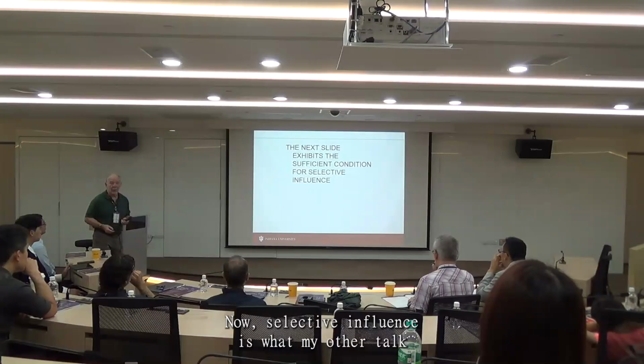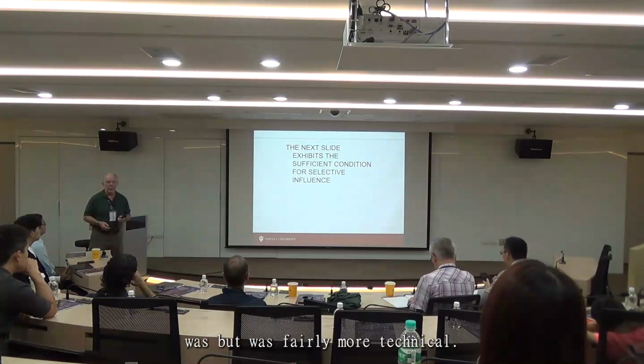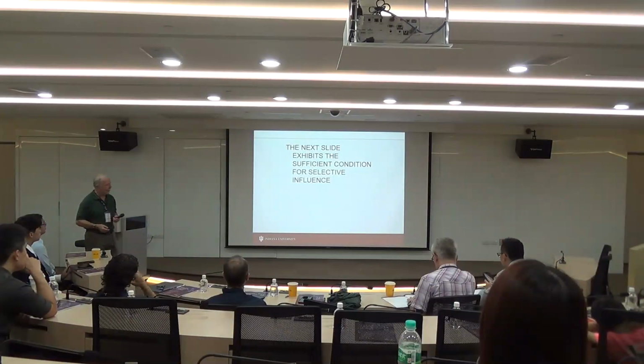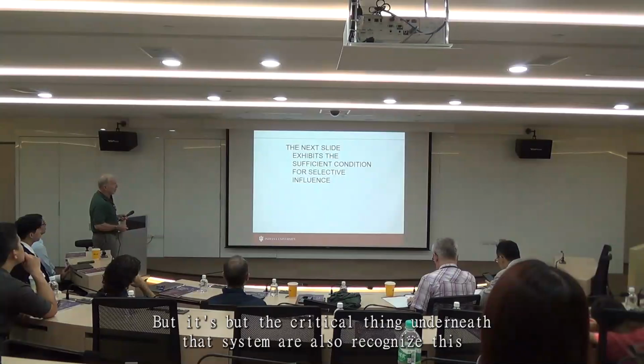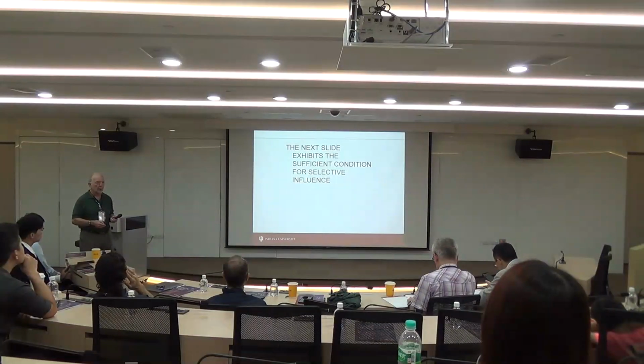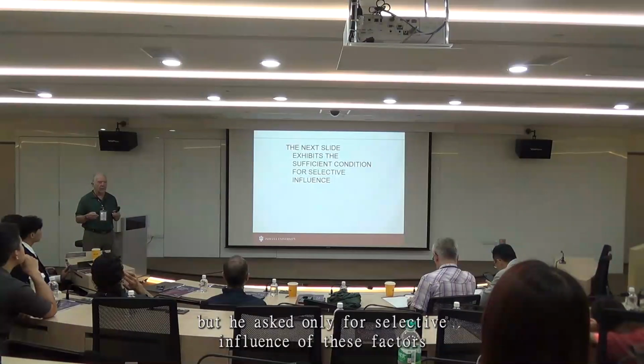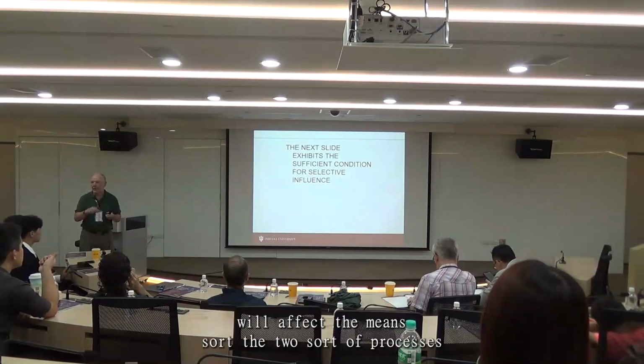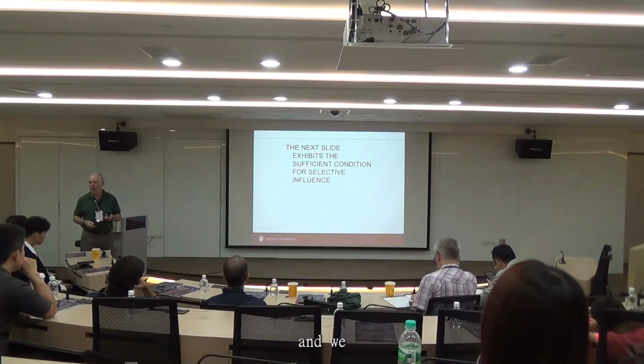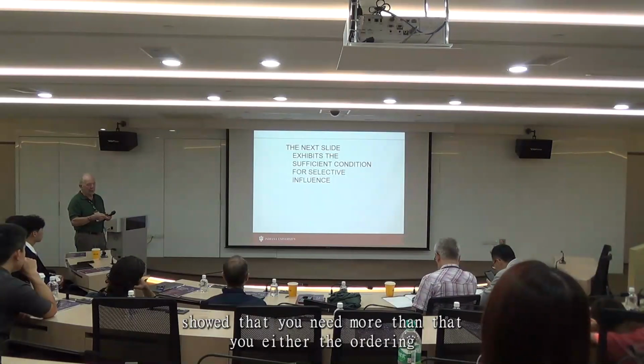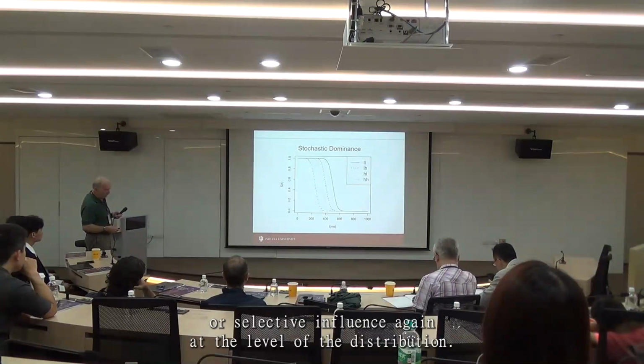Now, selective influence is what my other talk was about, but that was fairly more technical, so I'm not going into that very much, but it's the critical thing underneath. And Sternberg also recognized this. But he asked only for selective influence that these factors would affect the means of the two sub-processes. And we showed that you need more than that. You need an ordering, or selective influence, again, at the level of the distribution.